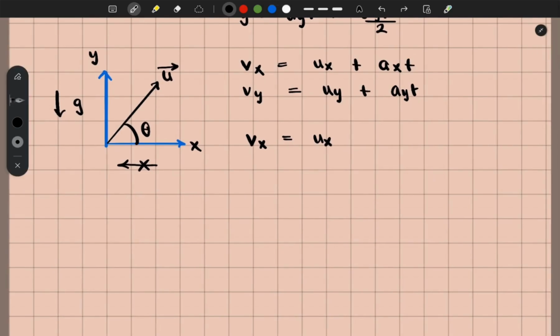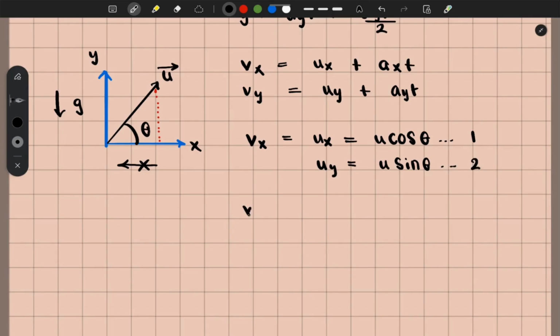Now if we see how the vector u is projected on the x-axis, one will note that this is just u cos theta, and we similarly see that uy is just u sine theta. This is going to be equation 1 and this is going to be equation 2.